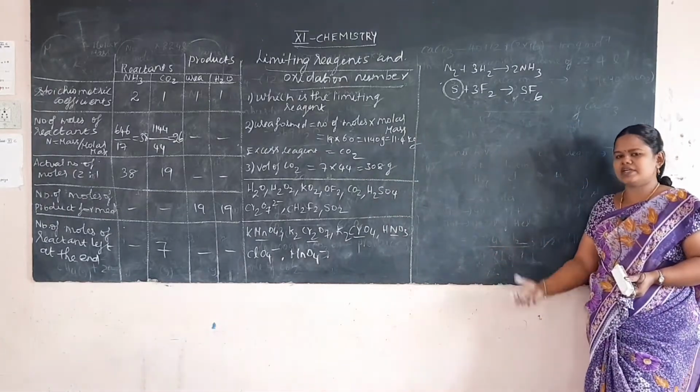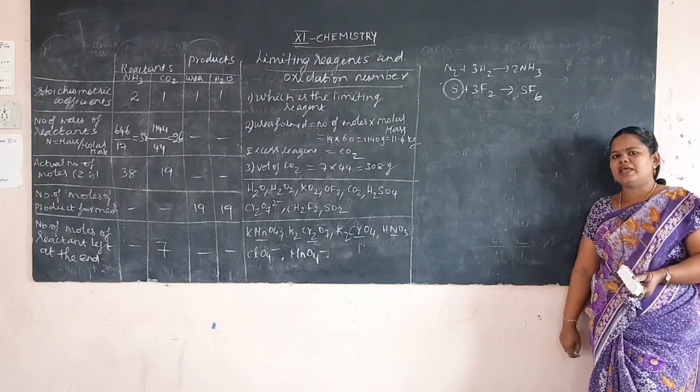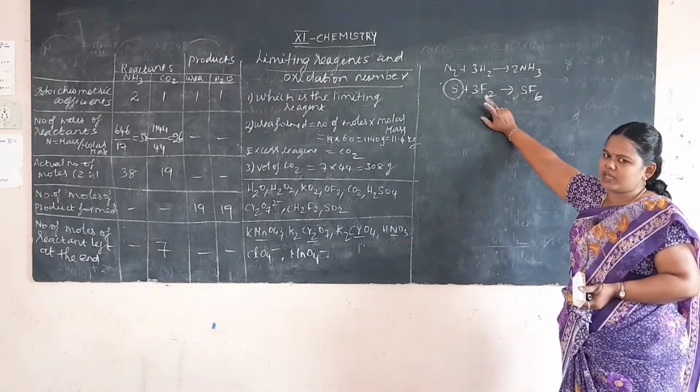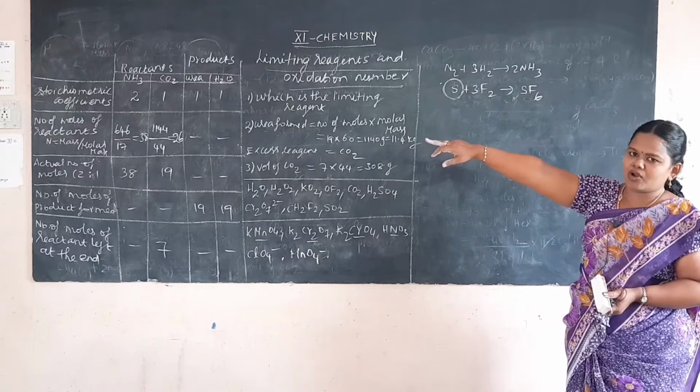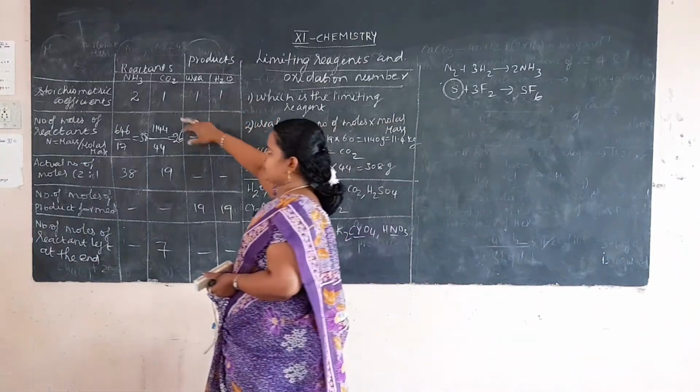So you must understand these terms in the chemical equation, that is limiting reagent and then excess reagent. Now we'll learn about this limiting reagent. This can be understood using a tabular column. This tabular column is given in your book. I'll explain this tabular column.